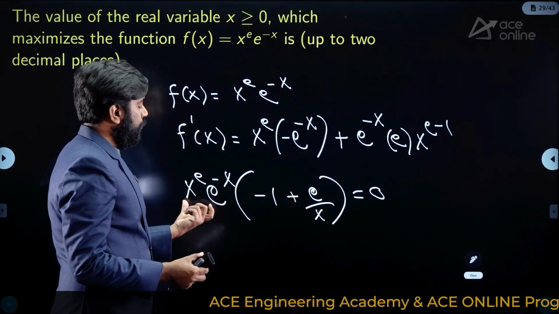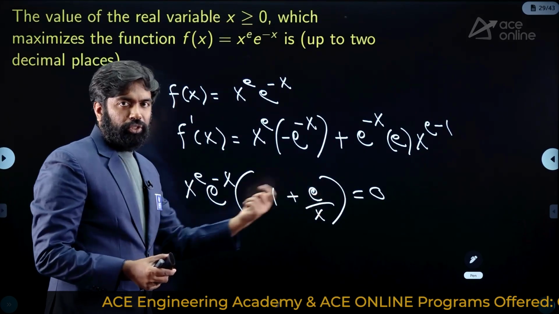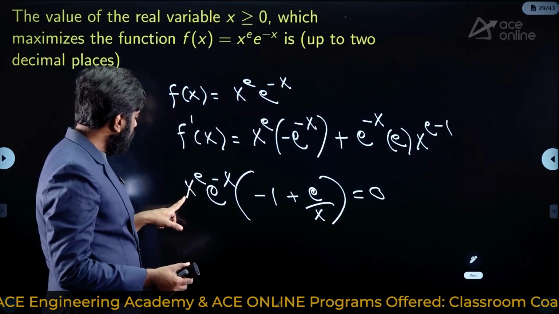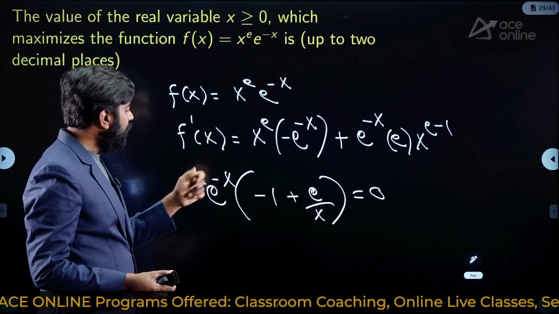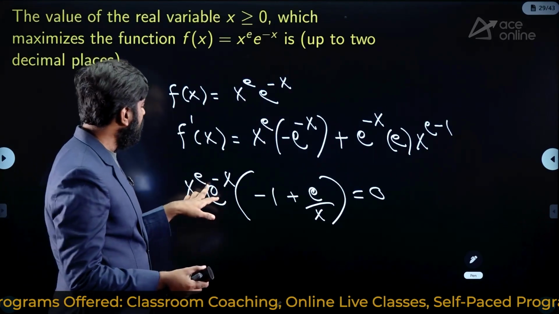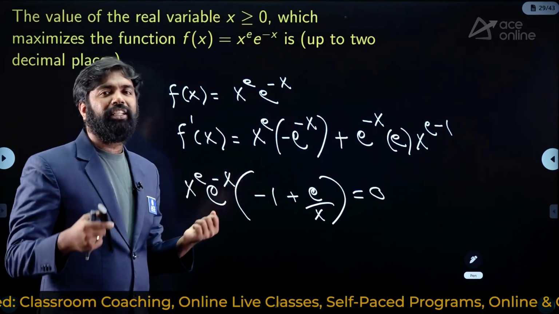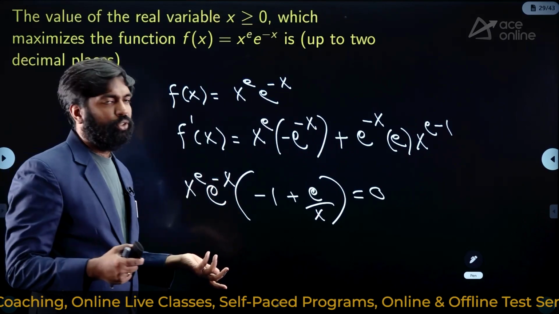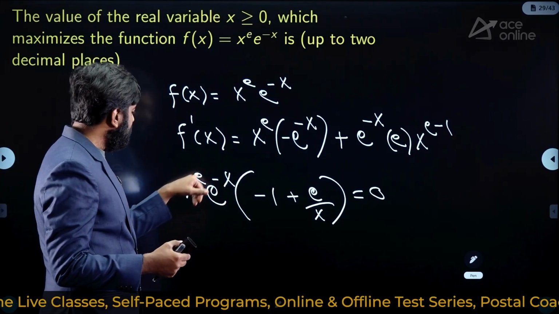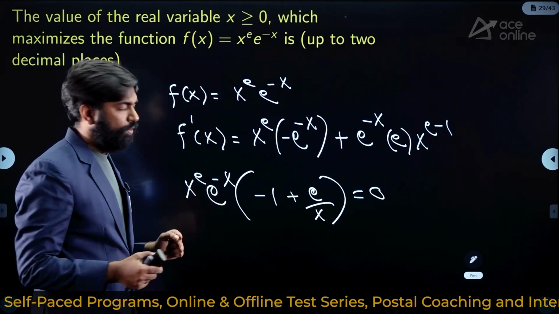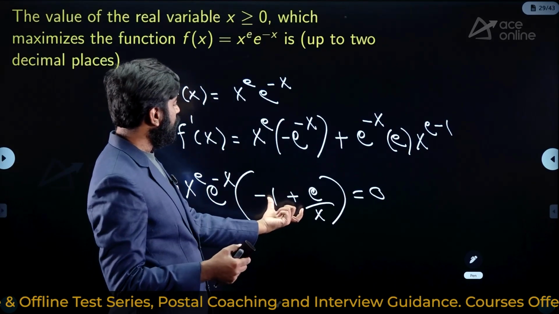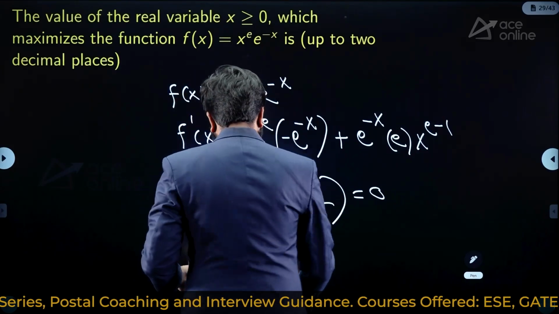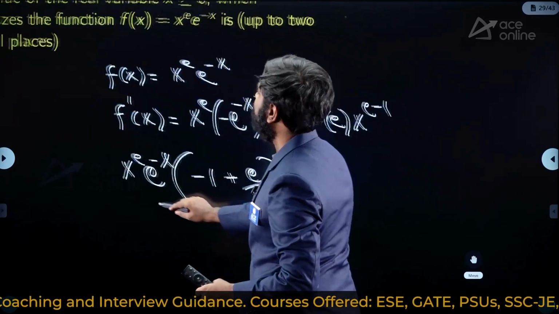When you equate, obviously you can equate this part to 0, because x power e cannot be 0, and e power minus x also cannot be 0. Suppose you want to make e power minus x 0, then you have to substitute x as infinity, which we don't want. x power e is also not 0. So you can leave this and focus on this. If you equate this to 0, then you get a certain value.